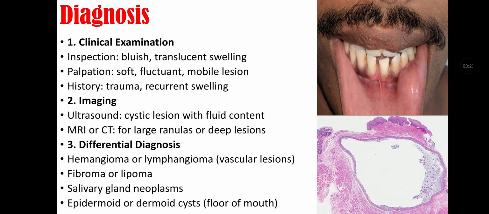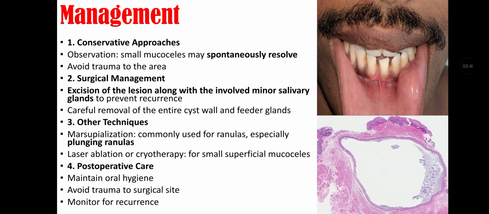Differential diagnosis of salivary mucocele include hemangioma or lymphangioma, that are vascular lesions, fibroma or lipoma, salivary gland neoplasm, and epidermoid or dermoid cysts that are present in the floor of the mouth.